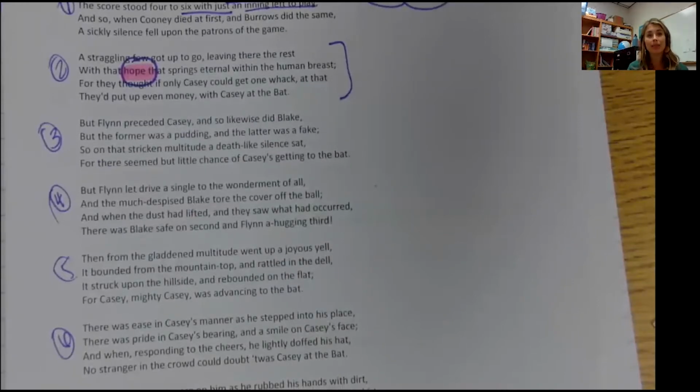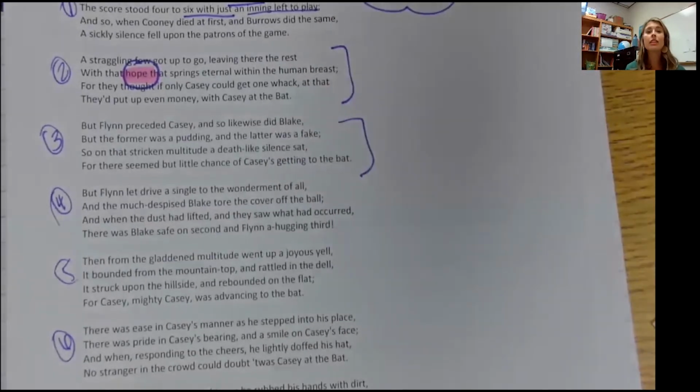Another clue here. How are the fans feeling? Yes, they're feeling hopeless. Remember, a great sense of despair. They don't believe there's any chance that Casey's going to get a hit. I think we're getting closer to our discovery, so let's keep reading more.